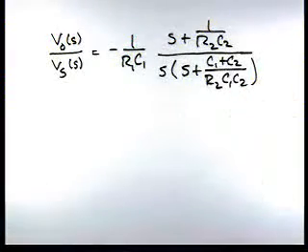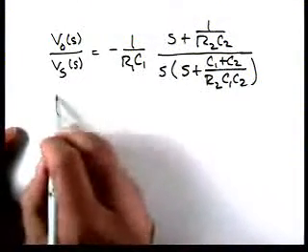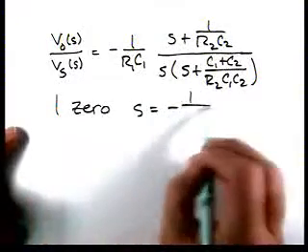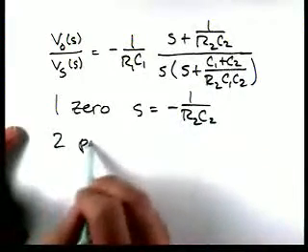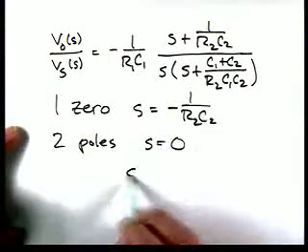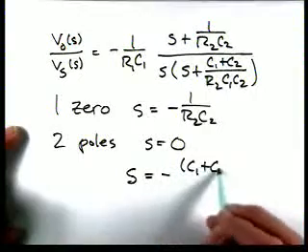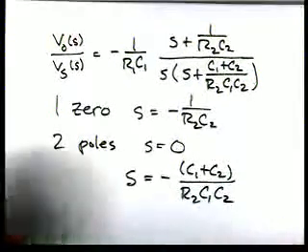So if we notice, looking at our transfer function, we have a zero, and notice it's at minus 1 over R2 C2. We have two poles, one of them at S equals 0, and the other one at S equal minus C1 plus C2 over R2 C1 C2.